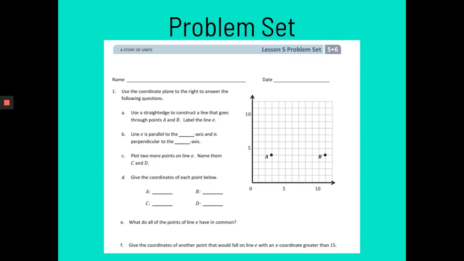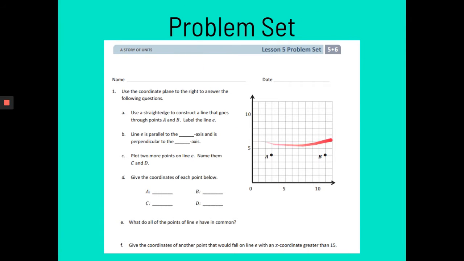Now, the most important part about using the coordinate plane and following these kinds of instructions is that we read exactly what they're asking us to do and do exactly what they're asking us to do. It's pretty straightforward. Only sometimes do they try to trick you, but for the most part, they just give you straight instructions. Okay? So they're asking us to use the coordinate plane to the right to answer the following questions.